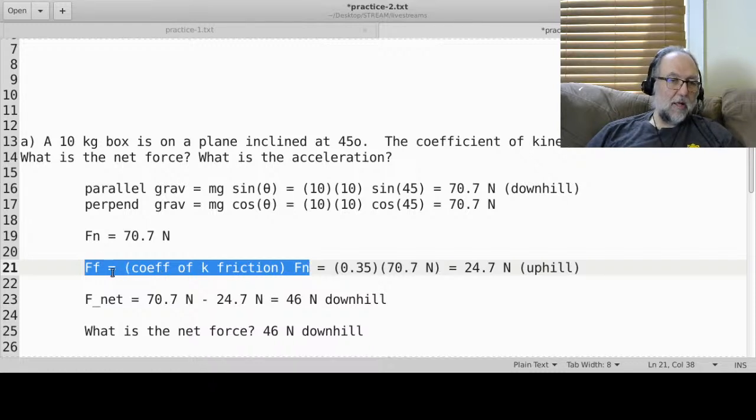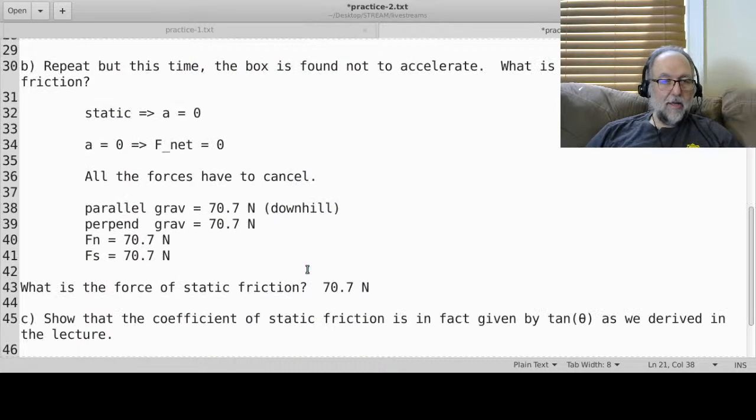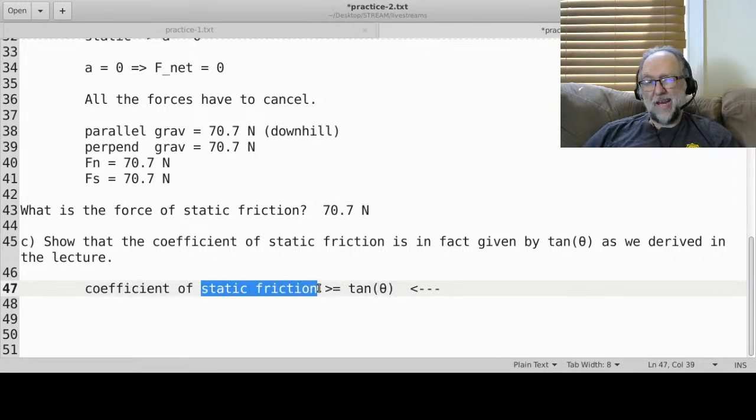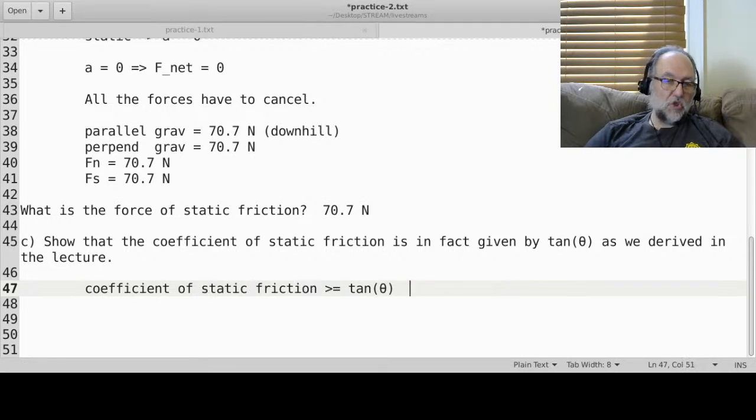You just took the coefficient of kinetic friction and multiplied it by Fn. Here, it's not an equality, it's an inequality. That means you don't really get the value of the static friction, you get its minimum value. It could be bigger than that, but you get the minimum value. Now, we're going to show that that's true, at least in this problem.